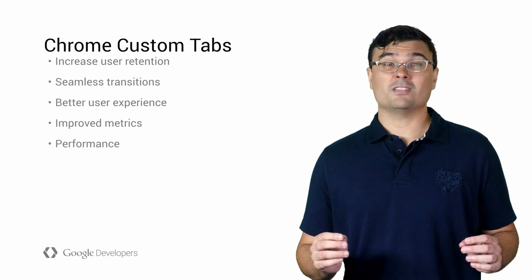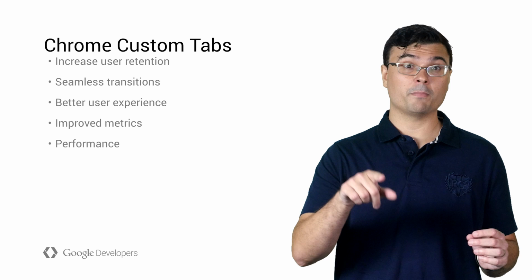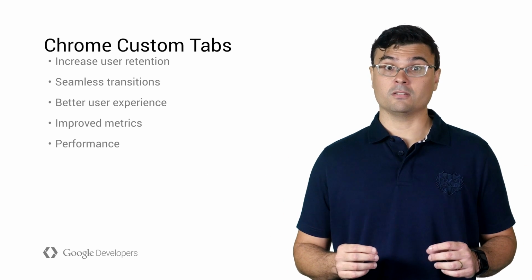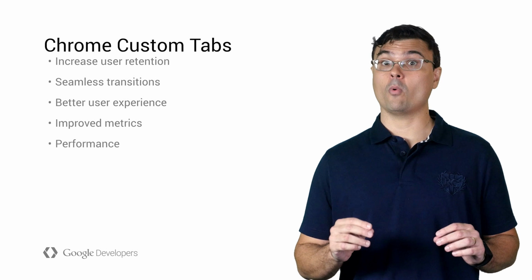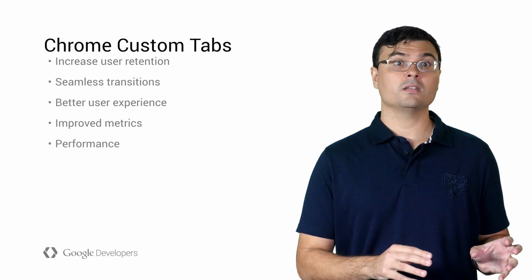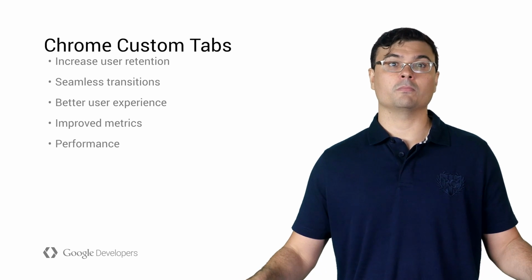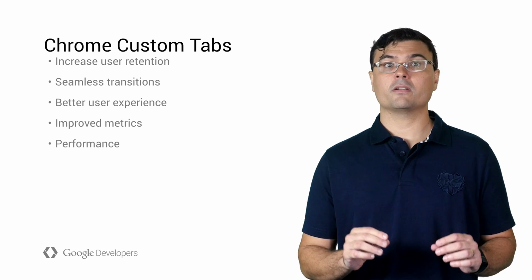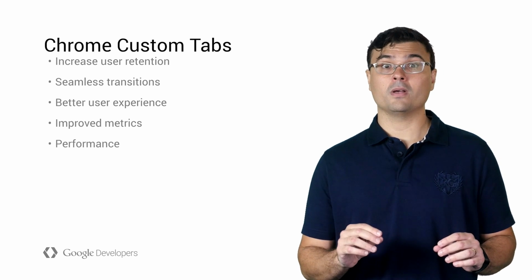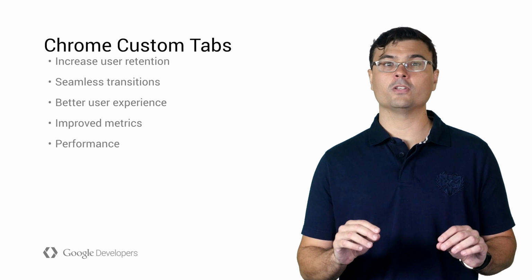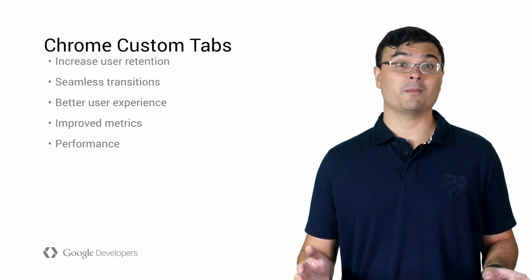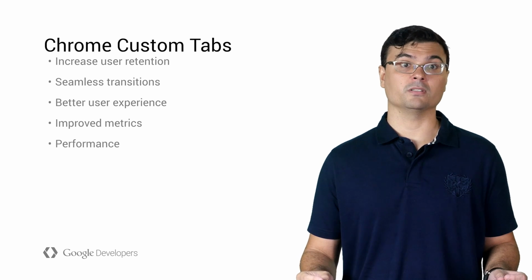Chrome Custom Tabs is a powerful tool that allows your application to open web content in a seamless way. By using it, you get the UI flexibility of a web view, increase the user retention, and create a seamless transition between your app and the web. You also get the shared cookie jar, form autofill, and all the other cool features from Chrome, improving even more the user experience and providing better metrics for content publishers.